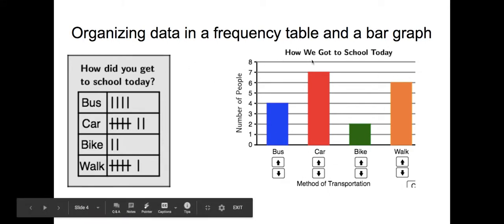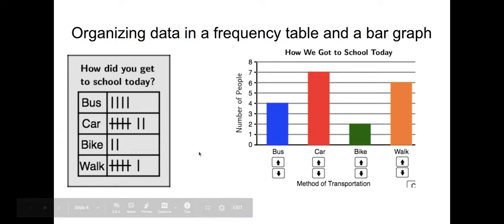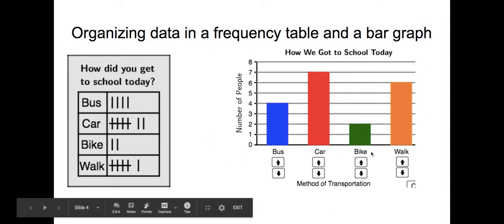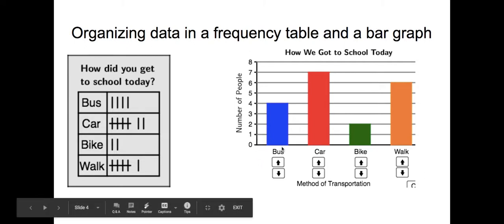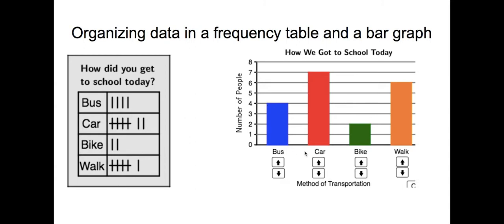The title is How We Got to School Today. The categories are bus, car, bike, and walk, and the numbers increase by ones here, so we can read the graph. 4 students traveled by bus, 7 by car, 2 biked, and 6 walked. And the bars are kept separate. They're not stacked next to each other. There's a space in between the bars. And in this graph, the bars are different colors.